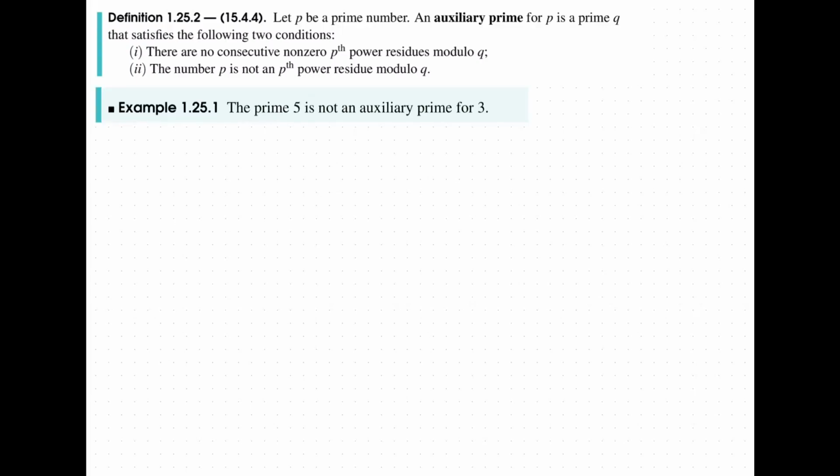So let us get started by considering the case when we don't have an auxiliary prime. So the claim is the prime 5 is not an auxiliary prime for 3. So in other words, we have that the auxiliary prime in question that we want to show is not the case is 5, that's our q, and p is equal to 3. And so we want to consider the third power residues. So that is, what are those perfect cubes modulo 5? And so we're going to do a table.